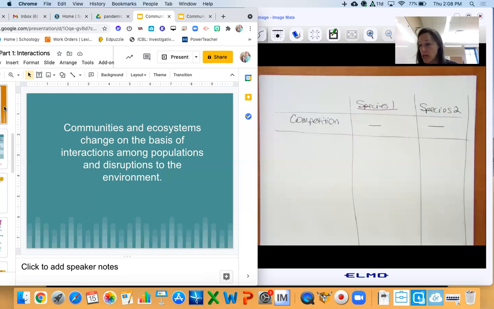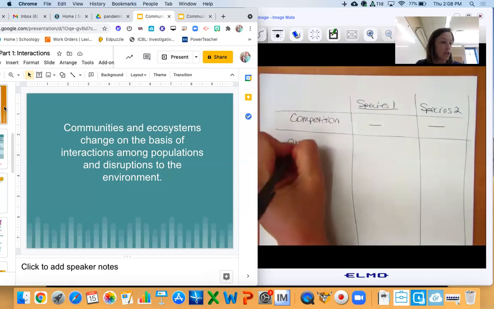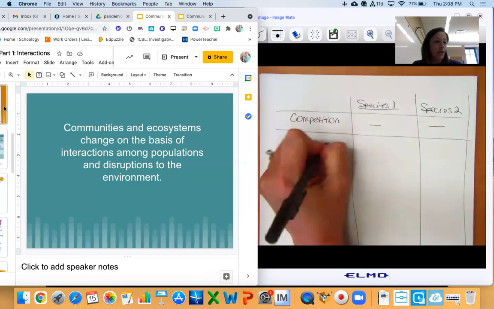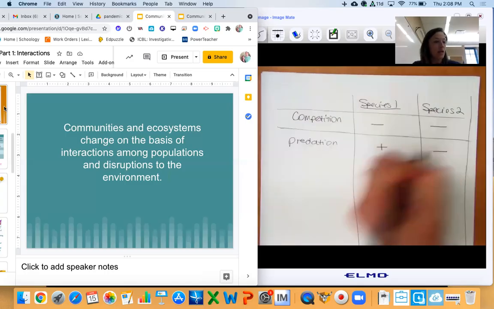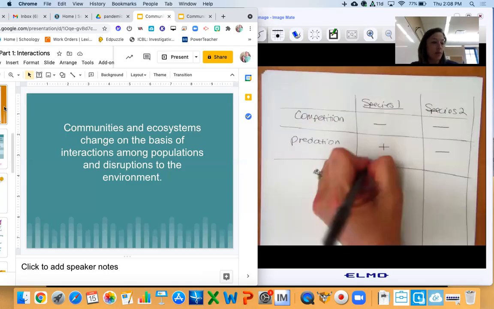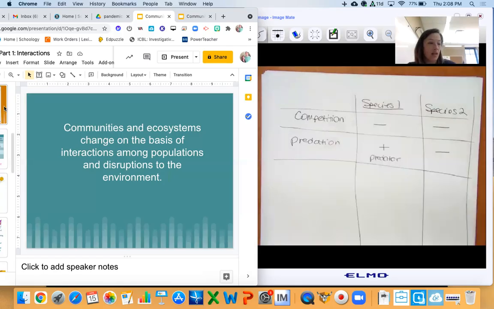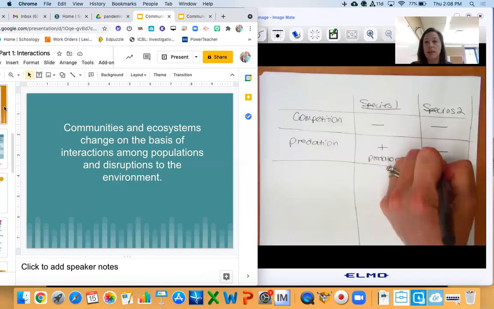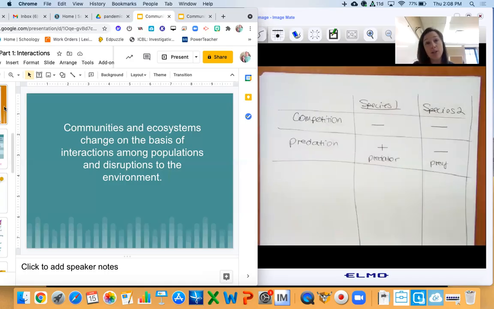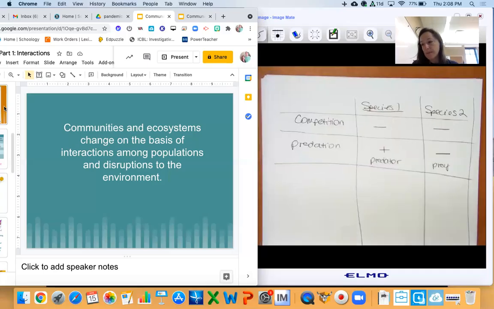I can explain predation and the effect on each species. So predation is going to be a plus minus. The plus is going to be the predator, which is the one that is hunting, killing, and eating. And the minus is going to be the prey, because they're being hunted, killed, and eaten. And if they're eaten, that means they're dead. And so they cannot reproduce. I was going to say they can't survive and reproduce, but they're already not surviving, so they can't reproduce.